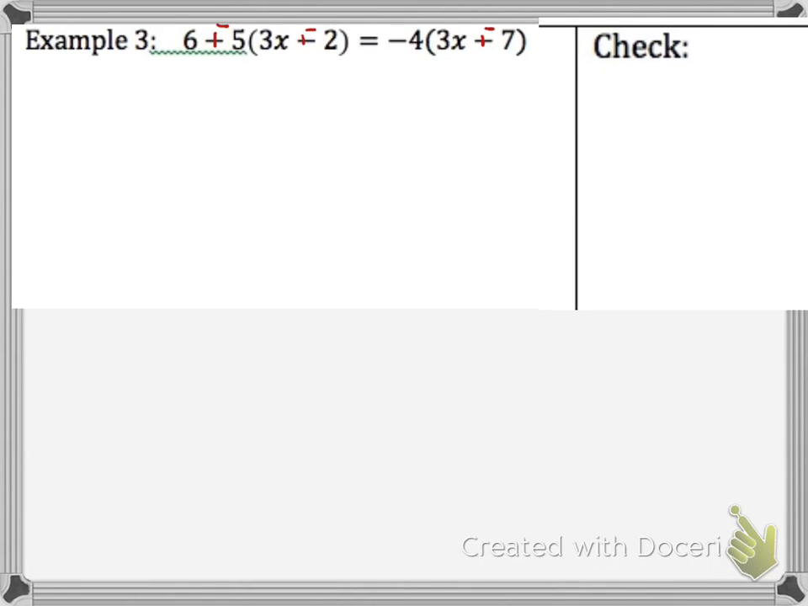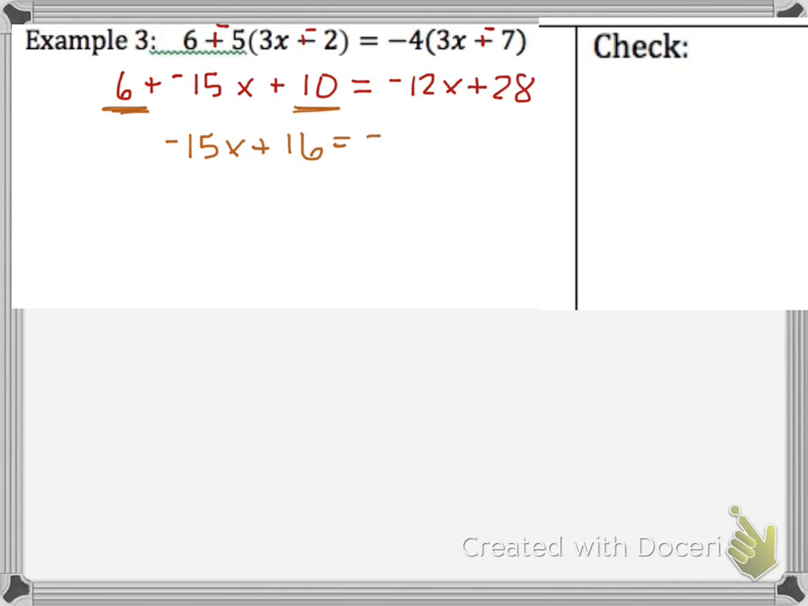And so we're going to distribute there, and we get 6 plus negative 15x plus 10. It's that negative times negative. And then on the right-hand side, eliminating that grouping as well. And then hopefully realizing that you do, again, have like terms on the left side, you have 6 and 10. So we have negative 15x plus 16 is equal to negative 12x plus 28. And we want to get our constants to one side.